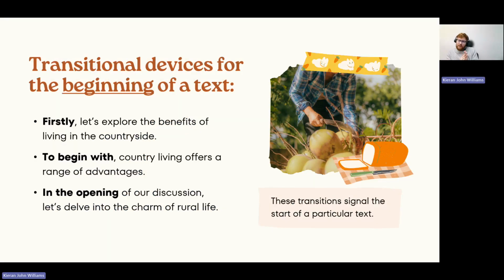So, when we begin a piece of writing, we want to signal that introduction clearly. So, transition devices like firstly, to begin with, in the opening of our discussion, they specifically tell you that we are starting something new. So, these phrases create a clear entry point into your text. They help prepare the reader for what's coming, establish the tone, and also the direction right from the start.